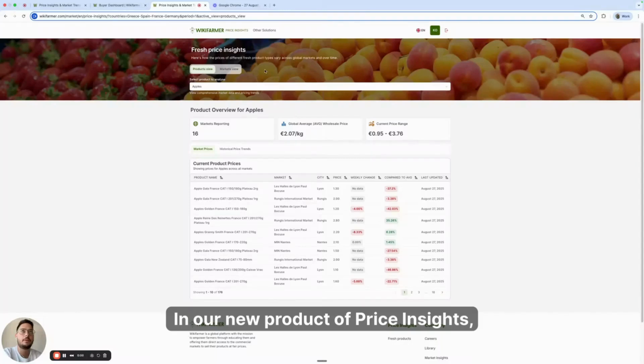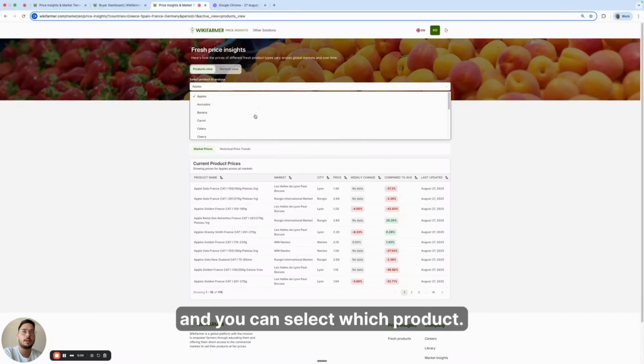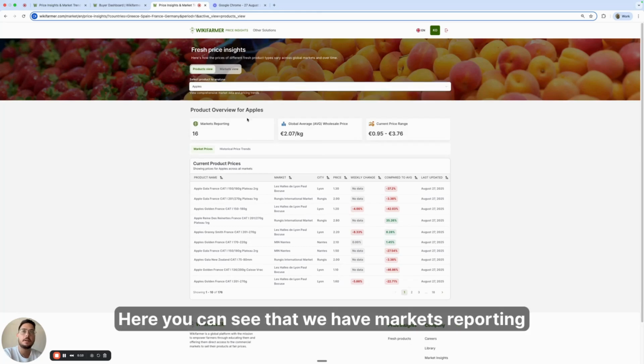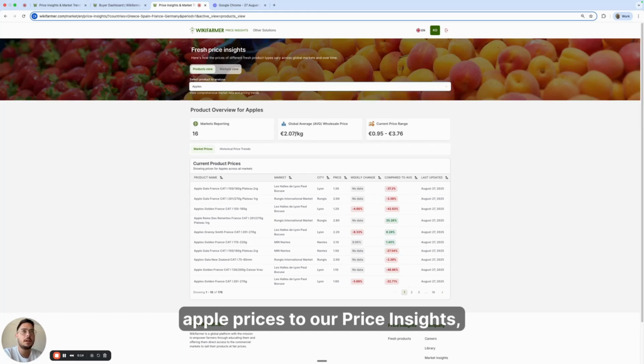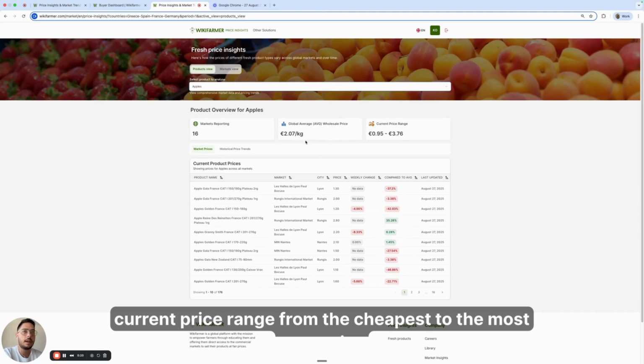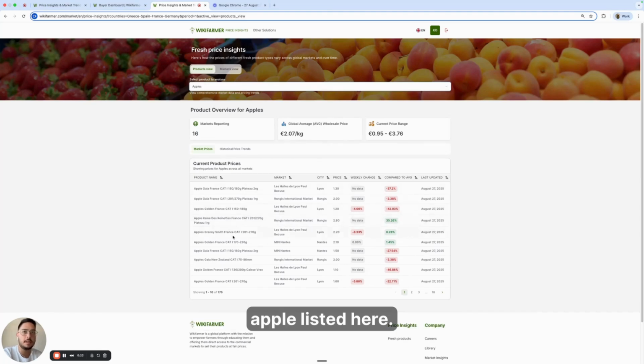In our new product, Price Insights, you can see the categories and select which product you want to see information about. We will stick with apples. Here you can see that we have 16 markets reporting apple prices to our Price Insights, the global average for apples, and the current price range from the cheapest to the most expensive apple listed here.